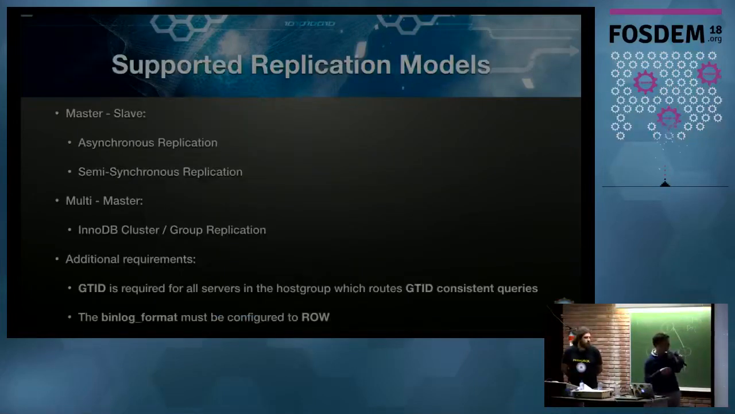So to sum up, let's have a look at what is supported for GTID consistent reads in ProxySQL. With basic master-slave replication, we support both asynchronous replication and semi-synchronous replication. For multi-master, InnoDB cluster and group replication is also supported. Finally, a quick note about the requirements. GTID is required for all of the servers that are part of the host group, and of course MySQL 5.7 so that we can have that information returned in the OK packet. And finally, at the current moment, the binlog format must be configured to row.